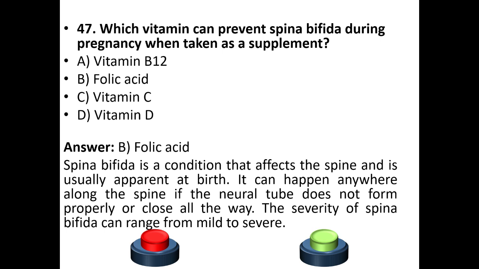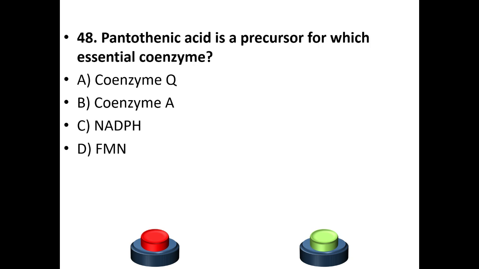Spina bifida is a condition that affects the spine and is usually apparent at birth. It can happen anywhere along the spine if the neural tube does not form properly or close all the way. The severity of spina bifida can range from mild to severe.